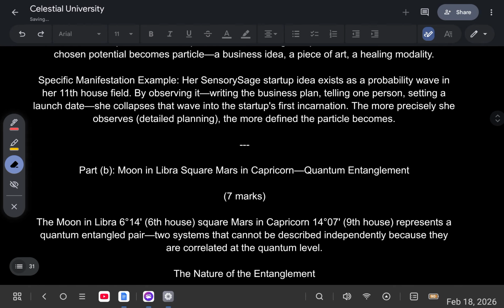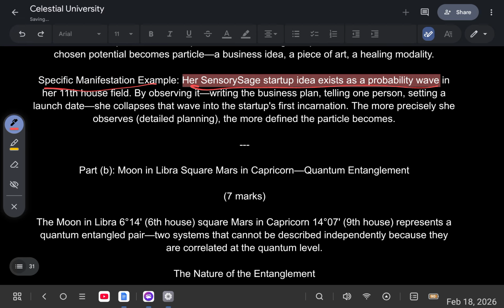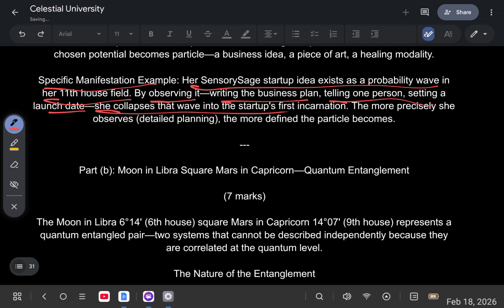And the specific manifestation example, her sensory sage startup idea exists as a probability wave in her 11th house field. By observing it, writing the business plan, telling one person, setting a launch date, she collapses that wave into the startup's first incarnation. The more precisely she observes detailed planning, the more defined the particle becomes.